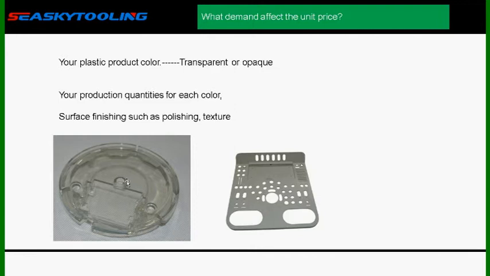What demand affects the unit price? Your plastic product color. You need transparent color or opaque. Your plastic quantities for each color. Surface finish, such as polish, texture.